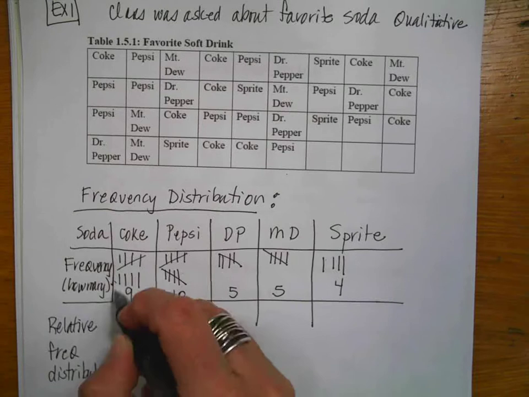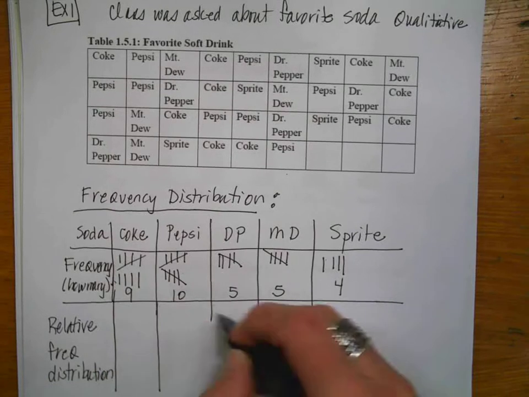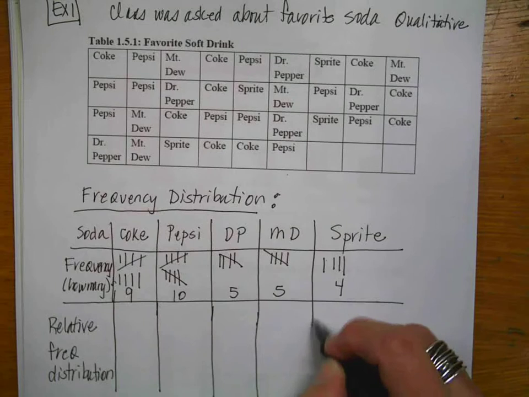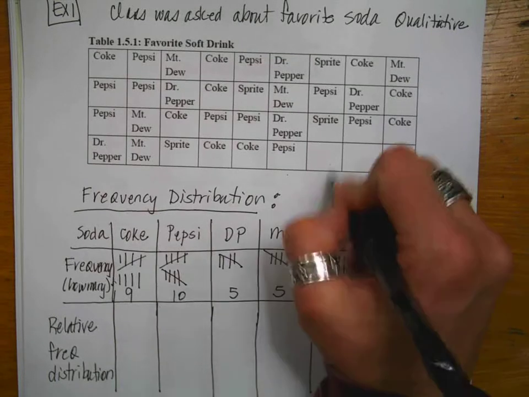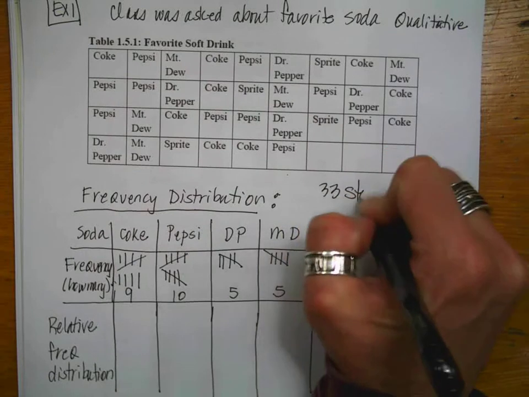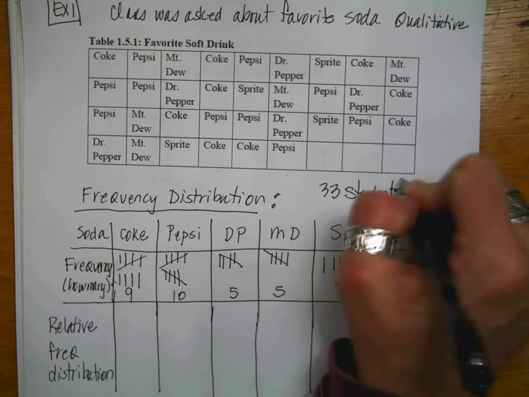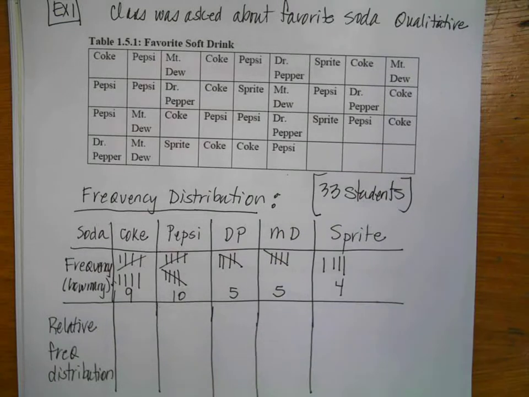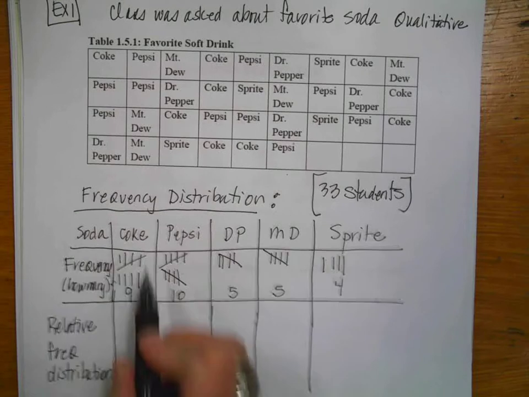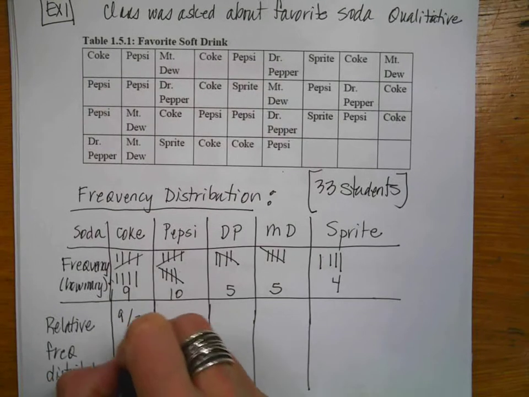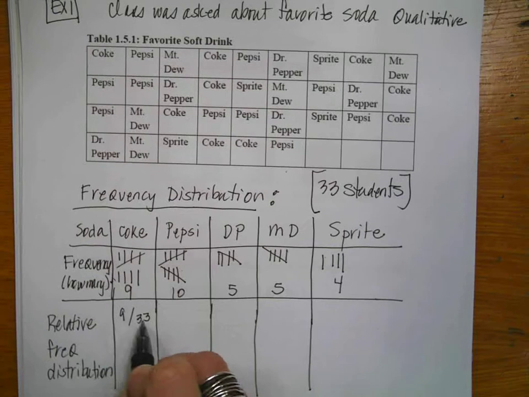And so what I'm going to do is calculate the relative frequency for each of these categories. And again, they are our different types of soda. So there were a total of 33 students that responded to our little experiment. So that's the total number of students. So my relative frequency for Coke would be 9 divided by 33, because 33 is the total and 9 was the frequency for Coke, and I would get 27.3%.